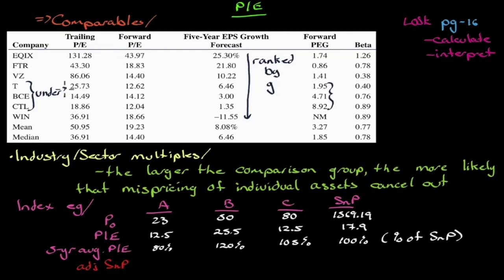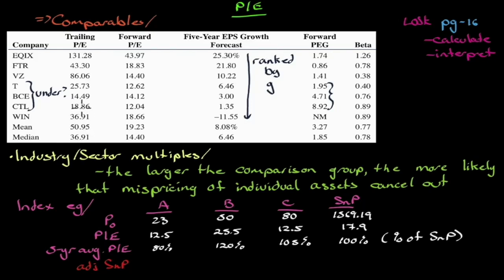Look at the PEG ratios of the three that may have appeared undervalued by a naive look at a trailing PE: 1.95, 4.71, 8.92. Remember, anything over 1 we would consider overvalued. So suddenly CTL, at a forward PE of 12.04 and a trailing PE of 18.86. The industry was, we said, 36.91 for the peer group.